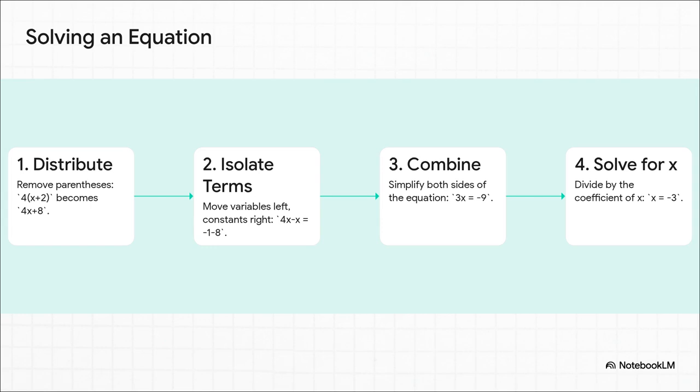All right, let's solve this thing keeping our balanced scale in mind. First step, we distribute that 4, which gives us 4x plus 8 on the left. Step 2 is all about getting organized. We want all the x stuff on one side and all the plain numbers on the other. So we'll subtract x from both sides, and we'll subtract 8 from both sides. Step 3, we clean it up by combining our like terms. That leaves us with 3x equals -9. And for the final step, to get x all by itself, we just divide both sides by 3.